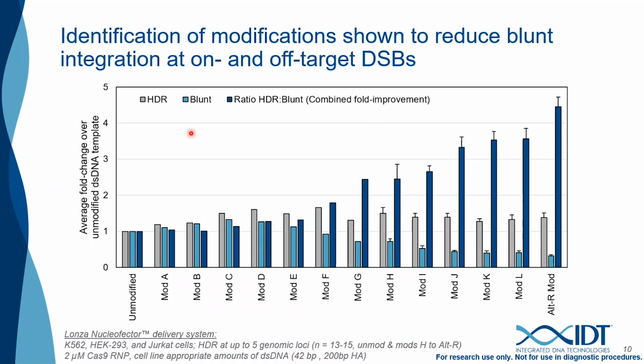So once we had identified our top modifications in our screen, we then set out to further confirm them with additional cell lines and at additional sites. And here's a summary of our results shown here. When we were testing these shorter sequences, we found that our top modification pattern here, labeled as Alt-R mod, improved the ratio of HDR to blunt insertions at the on-target site up to 4-fold.